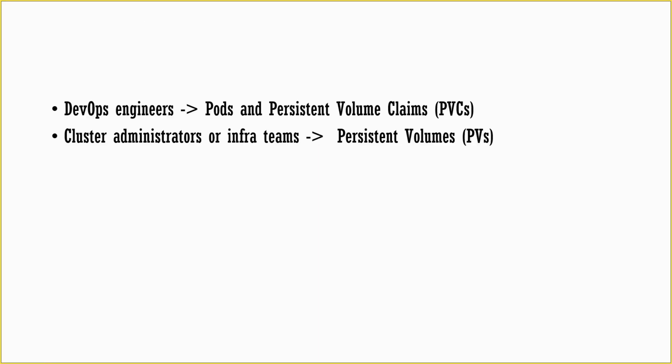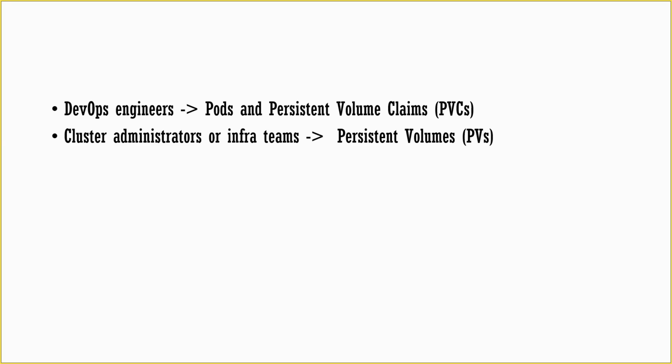So in a real production environment using Kubernetes, different teams usually manage different parts of storage. Typically, DevOps engineers create pods and persistent volume claims. Cluster administrators or infra teams create persistent volumes. Now imagine every time an application needs storage, the DevOps team has to request the administrator to create a new persistent volume. This is not practical in real environments because it slows down deployments, it creates dependency between teams, and it becomes difficult to scale when many applications need storage.